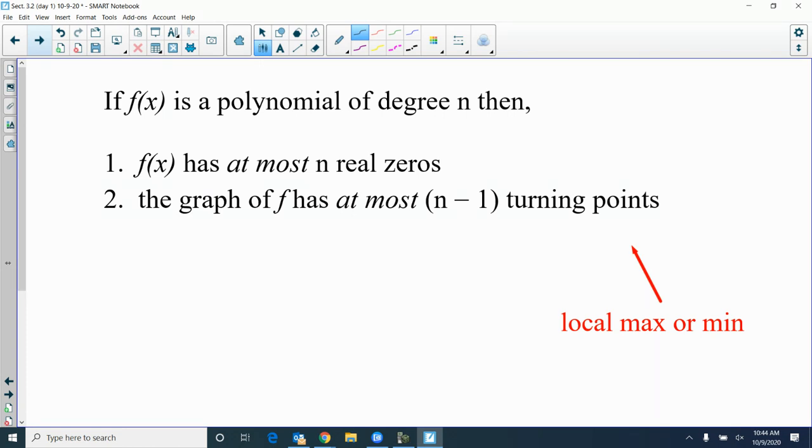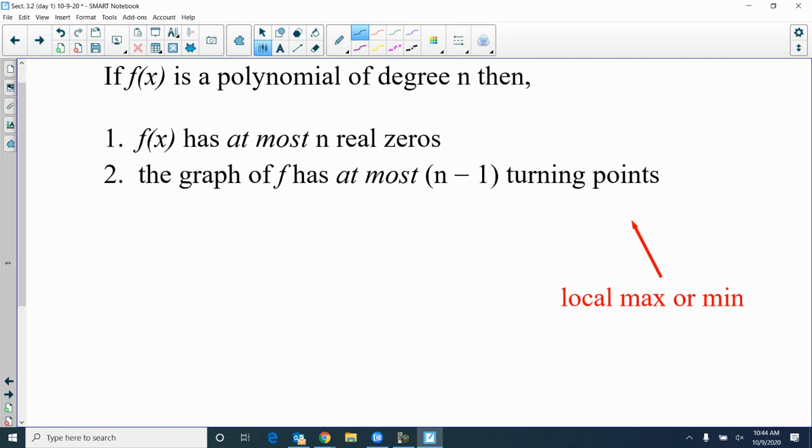All right, degree has a huge impact on what's going on, okay? If f of x is a polynomial of degree n, then f of x has at most n real zeros. The graph of f has at most n minus 1 turning points.